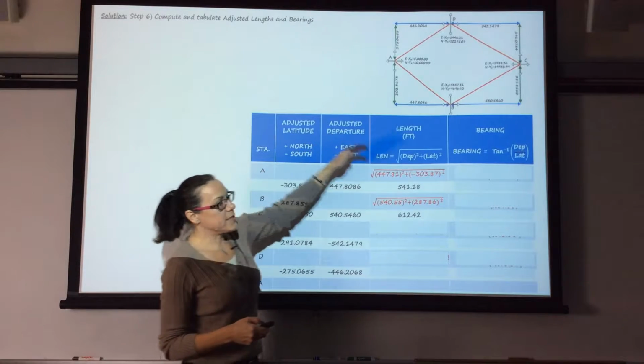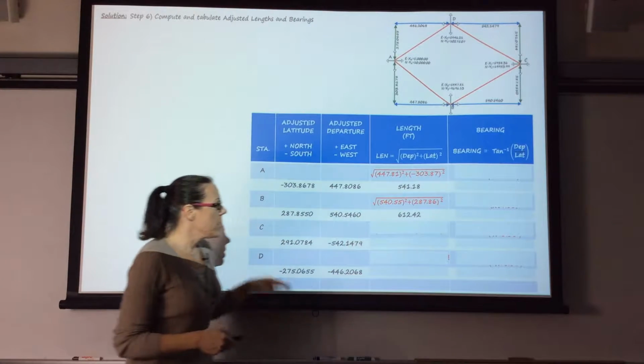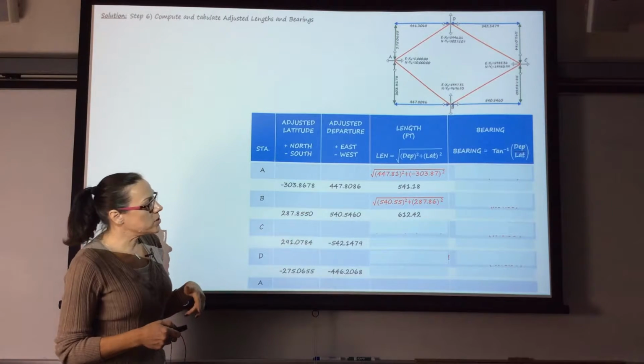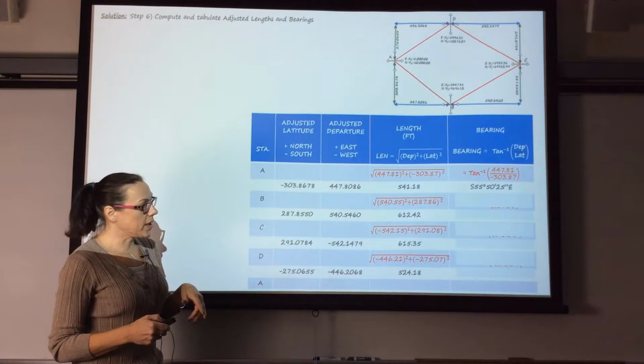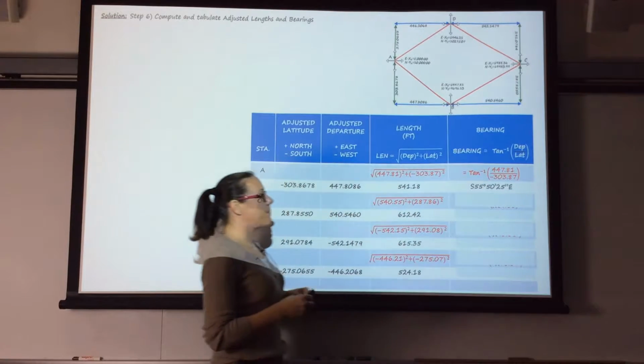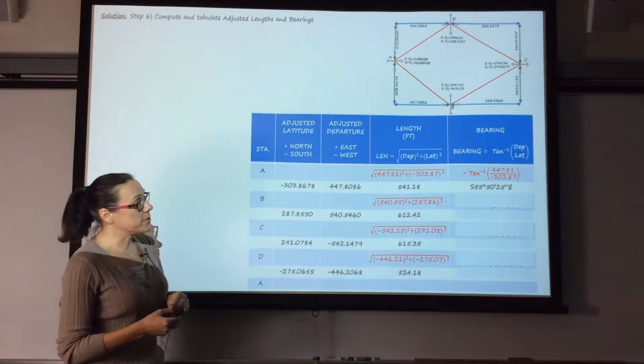I'm going to go ahead and just do these in a column instead of hopping back and forth. So departure and latitude, take those, square each one of those, and then square root, so we get our new lengths. Now we're going to take the tangent, and we're going to go departure over latitude, inverse tangent.